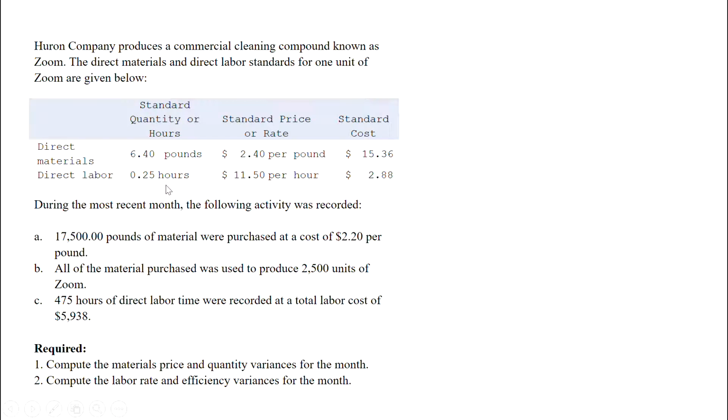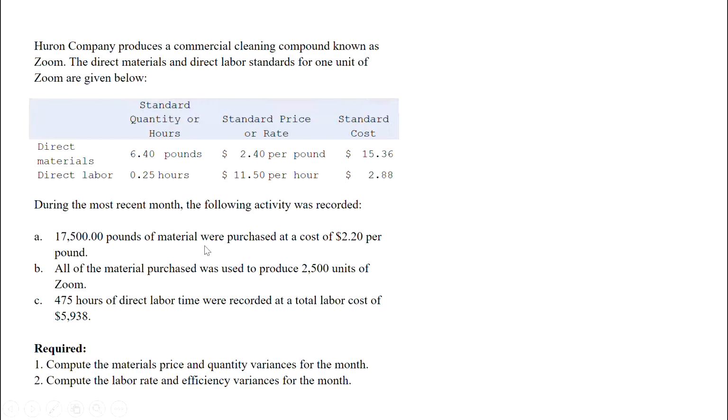Direct labor, we anticipated that every single Zoom was going to require a quarter of an hour, or 0.25 hours, and we anticipated we were going to pay our employees $11.50 per hour. Again, if I took $11.50 times 0.25 hours, we anticipated every Zoom was going to require $2.88 of direct labor. Again, big hint, ignore that. Just pretend like that doesn't exist in our different variance calculations.